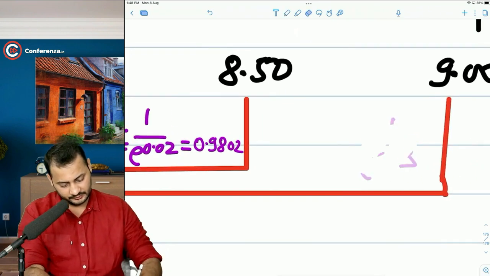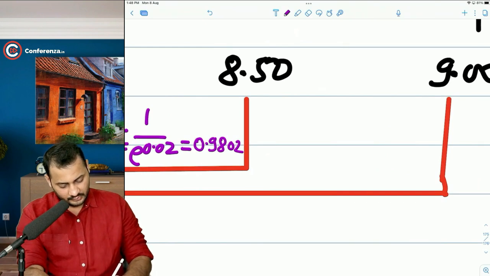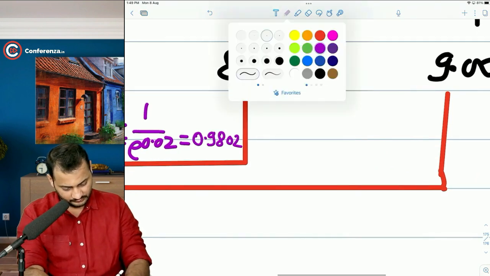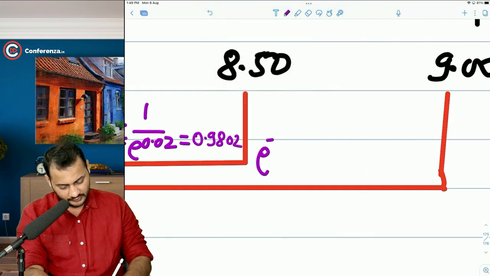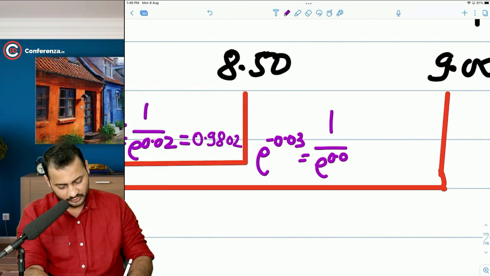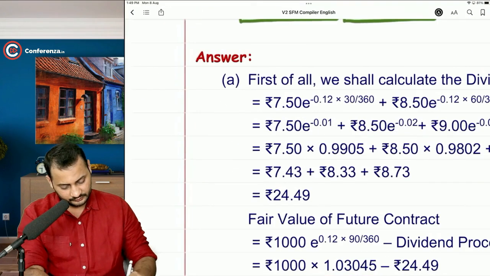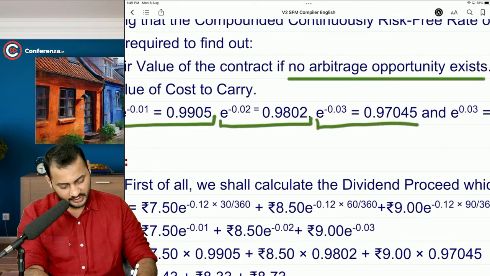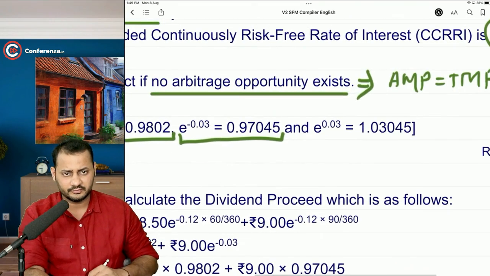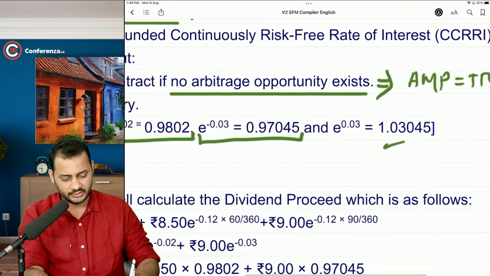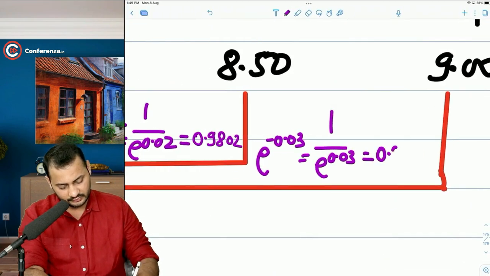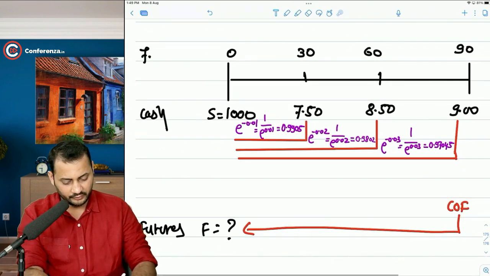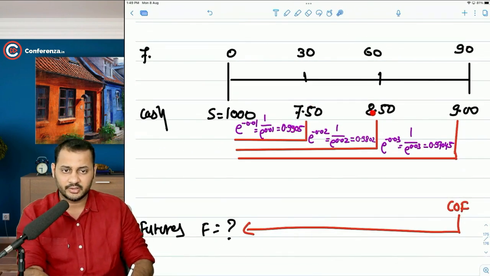Now in this case, e to the power minus 0.03, or you can write 1 divided by e to the power 0.03, or 0.97045, or the inverse of this as well. Understood? So all in all, what you have to do is multiply 7.5 with this figure, 8.5 with this figure, 9 with this figure to get the present values.